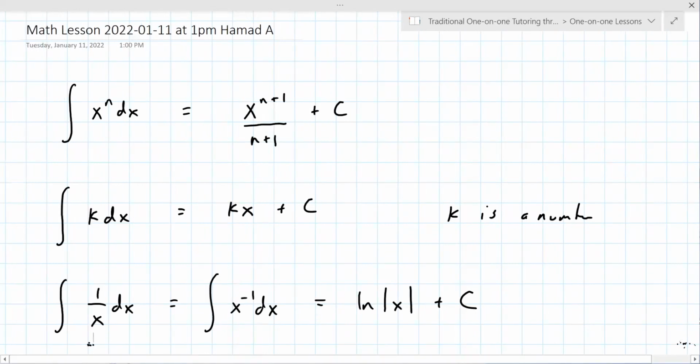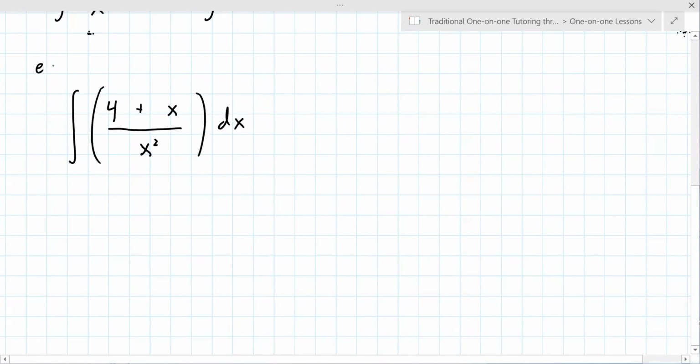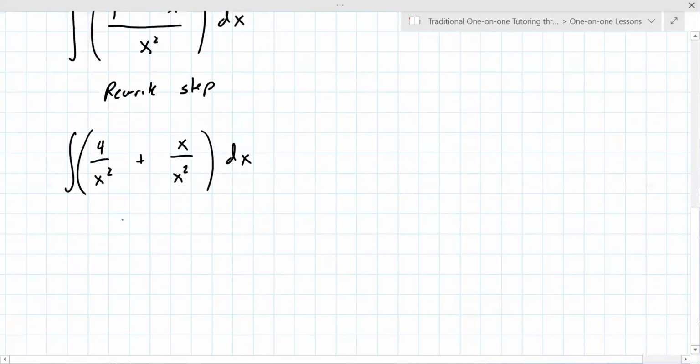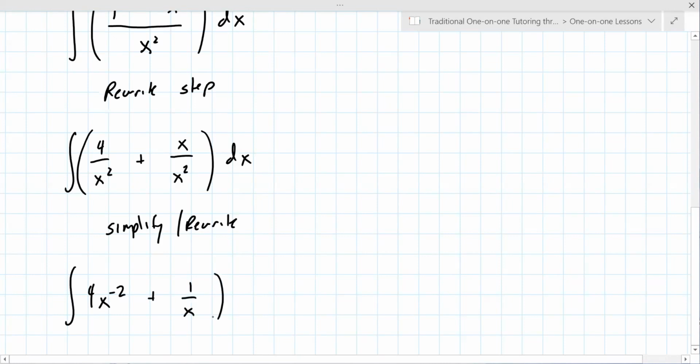Yes. Okay, me too. I need to scroll the screen down. There it is. Okay, so let's say we want the integral of 4 plus x over x squared dx. There's a rewrite step. And the rewrite step is 4 over x squared plus x over x squared dx. And then as part of that rewrite step, we're going to simplify and manipulate what's inside here. So it's the integral of 4x to the minus 2 plus 1 over x dx.